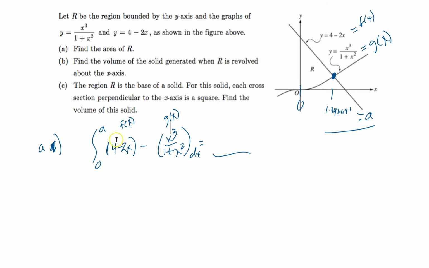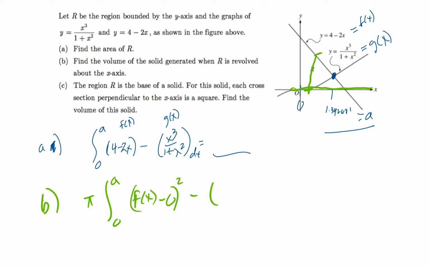So that's A. B, find the volume of solid generated when R is rotated around the x-axis. So we're going to revolve it around here, the x-axis. So for B, we just talked about it, it's going to be pi integral from 0 to A of the top equation, f of x. So I like to do big minus small, so f of x minus 0, squared, minus the bottom equation, the small one, g of x minus 0, squared, dx. Type into your calculator, get an answer.